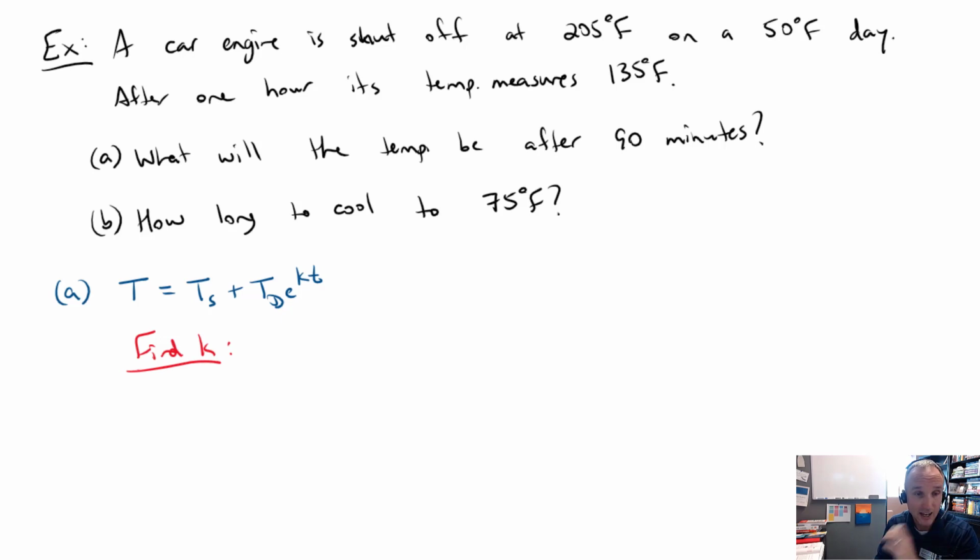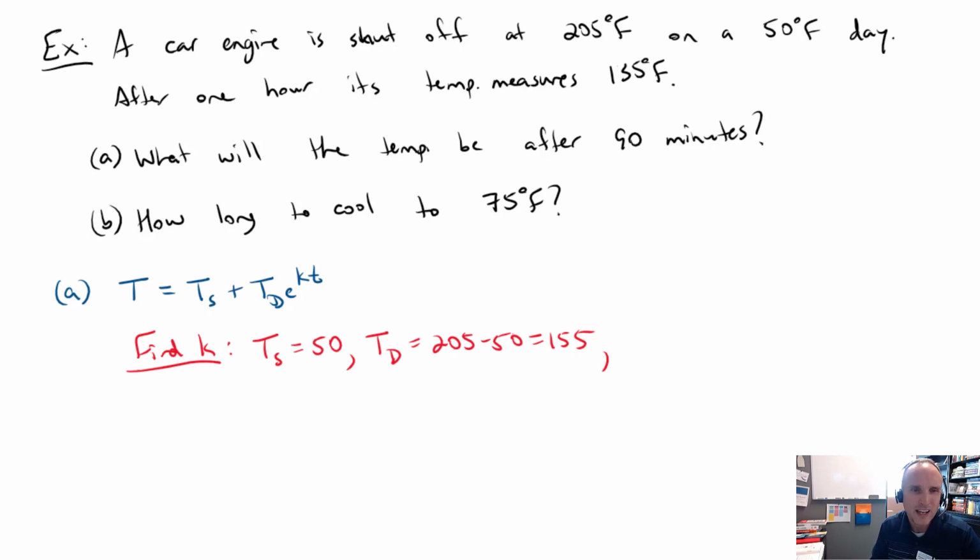So let's start with T sub S. Do we know the temperature of the surroundings? Well, it's a 50-degree day, so T sub S is going to be 50. Do we know the temperature difference between the engine and its surroundings initially? Well, initially, the temperature of the engine is 205 and the surroundings are 50. So the difference between those will be T sub D. In this case, T sub D will equal 205 minus 50, which is 155 degrees Fahrenheit.